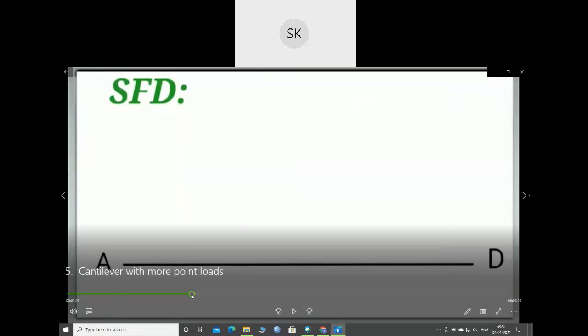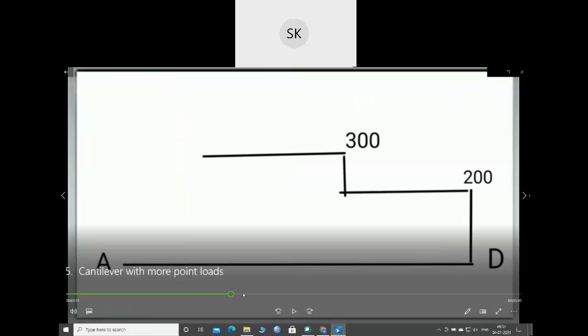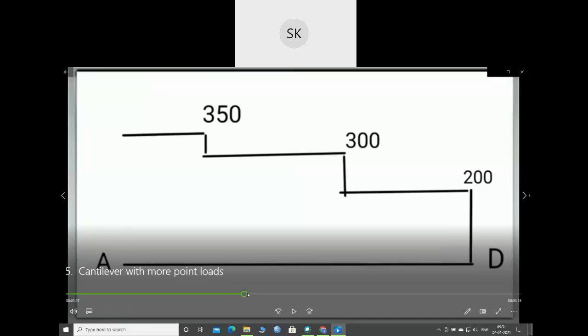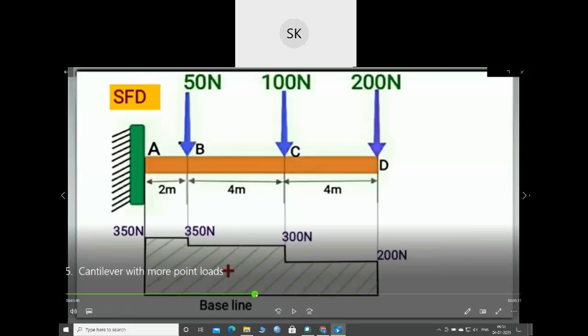So I'll draw the free body diagram with point loads. So this is my shear force diagram for the cantilever beam with different point loads. Now let's move to the bending moment diagram. So this is the way you have to draw your shear force diagram and bending moment diagram. This is the shear force diagram.